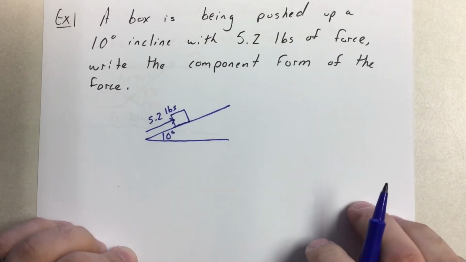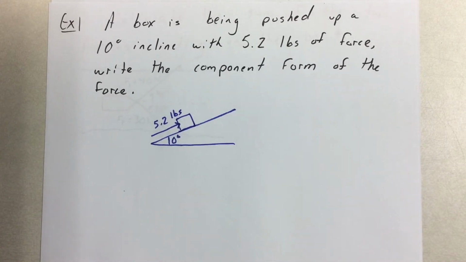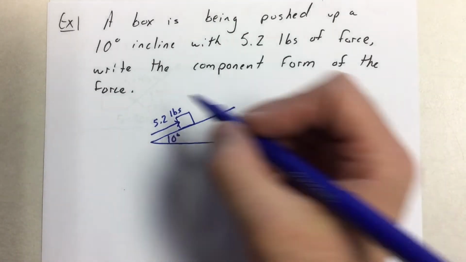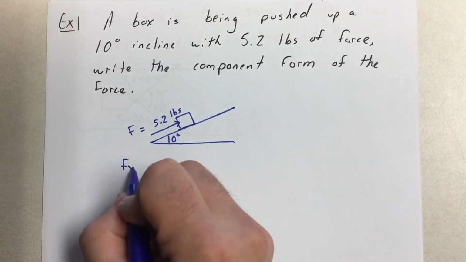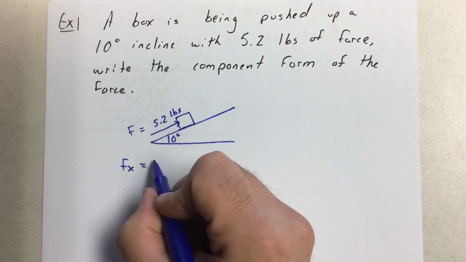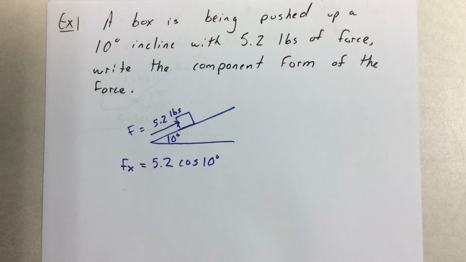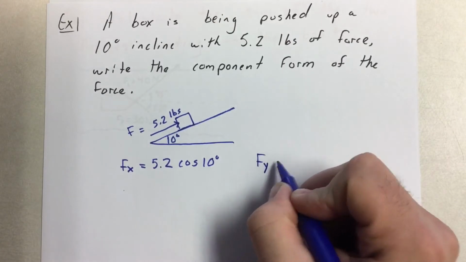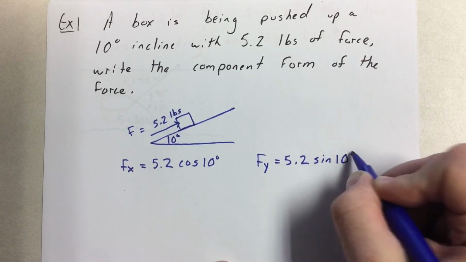Now, we could get into friction and how friction affects things. There's a lot we could really talk about that we're not going to here. This is just the basics. So if we consider our force magnitude, the components would be, our x component would be the magnitude times cosine of the angle measure. That is our x component of the force. And then for the y component, again, 5.2 times sine of 10 degrees.